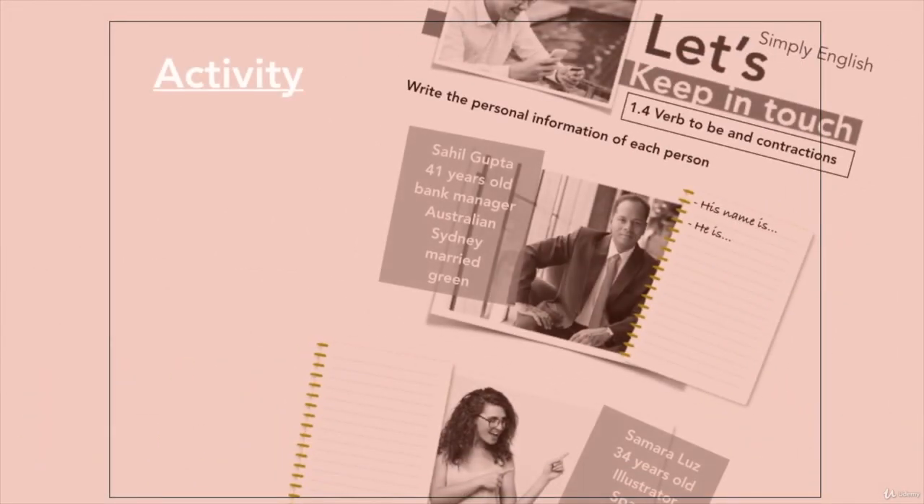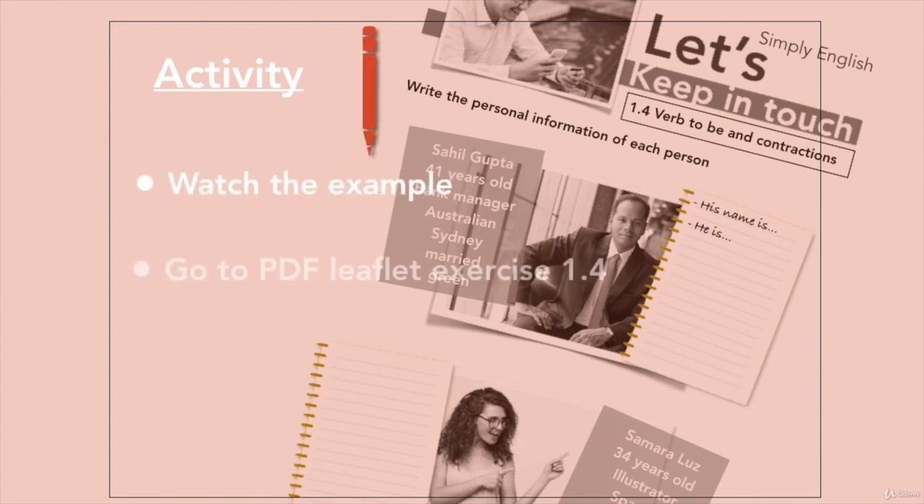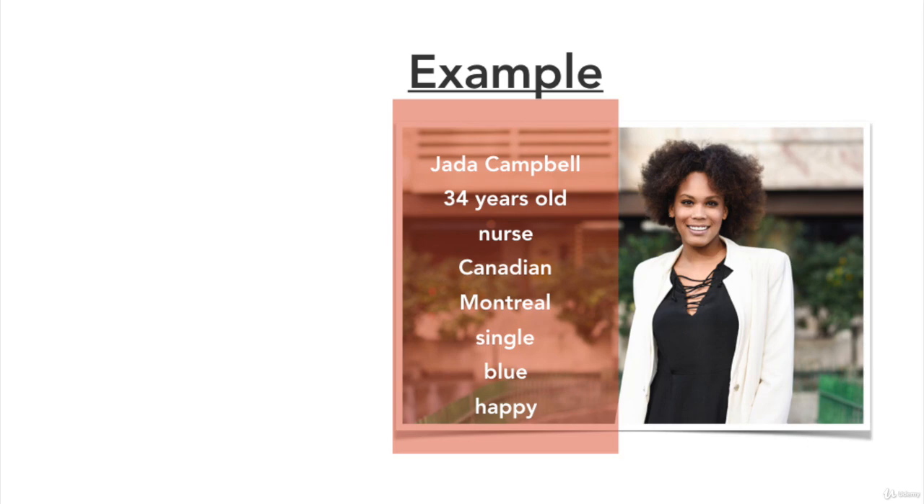Activity. Go to your PDF leaflet 1.4. Watch the example and then complete the exercise. In the shaded rectangle, you have personal information of Jada Campbell. Use the verb to be to make sentences.